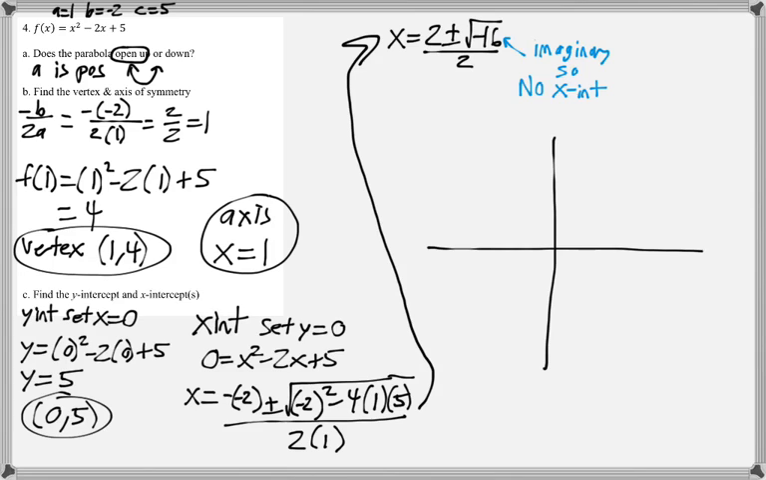So let's graph it. So my vertex is at 1, 4. My y-intercept is here. So if I graph it, it's going to look like that. And my axis of symmetry is going to be like that. And that'll be our answer.